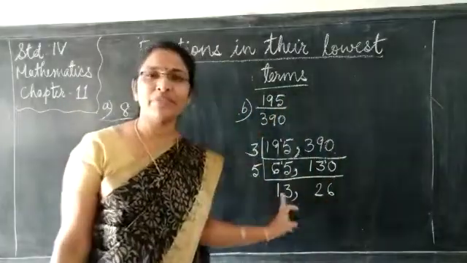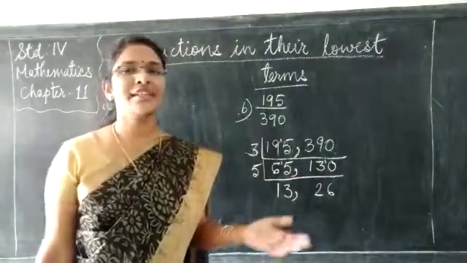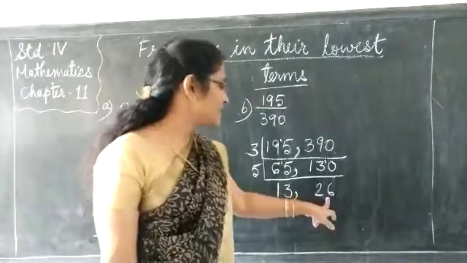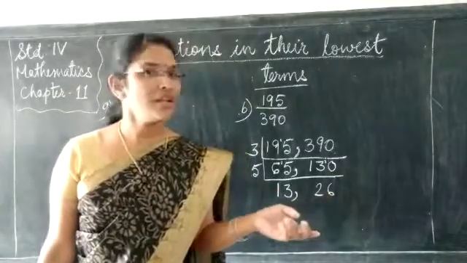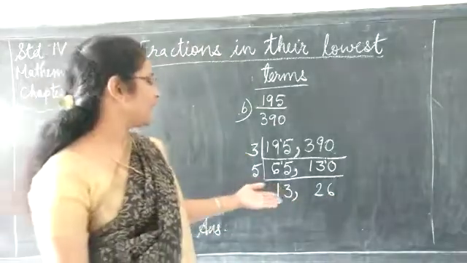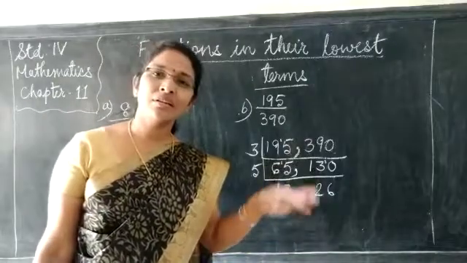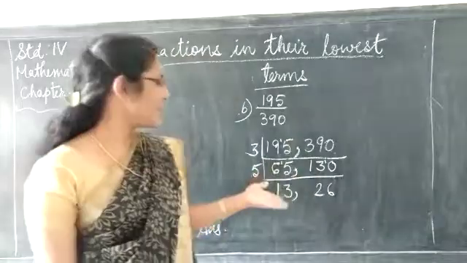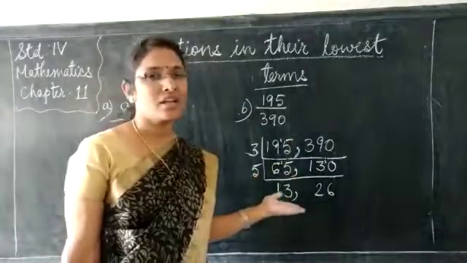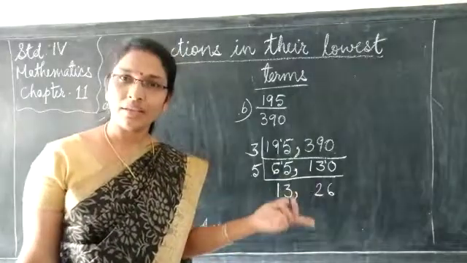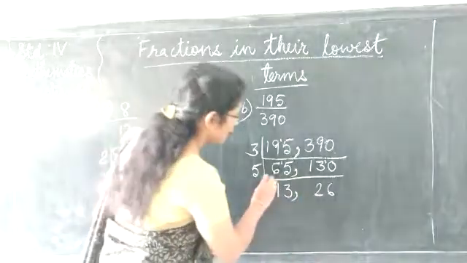Now 13 and 26. Are they divisible by 5? No. Then what is the next prime number? That is 7. Are 13 and 26 coming in the table of 7? No. They are not divisible by 7. Now what do we have to do? We have to try with the next prime number, that is 11. Are they divisible by 11? No. Are they divisible by the next prime number 13? Yes. They are divisible by 13.